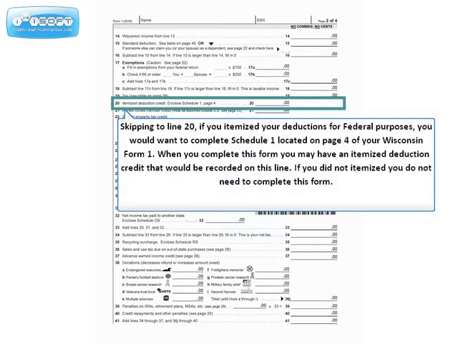Skipping ahead to line 20, if you itemize your deductions for federal purposes, you would want to complete Schedule 1 located on page 4 of your Wisconsin Form 1. When you complete this form, you may have an itemized deduction credit that would be recorded on this line. If you did not itemize, you do not need to complete this form.